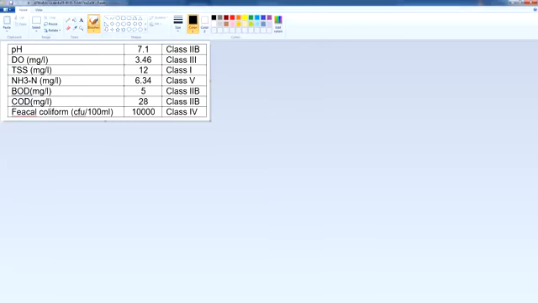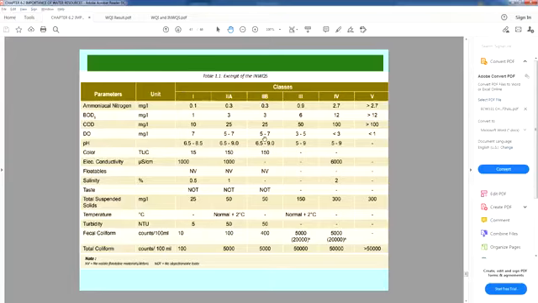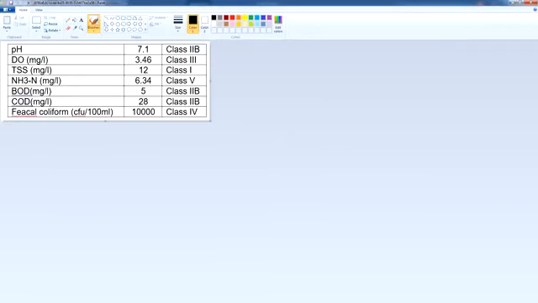So this is the data from the water sample for point 1. The first one we have is pH 7.1. You can see pH 7.1 falls in several classes, the range is from class 1 until class 4. So you can choose any class, but normally for pH we skip first. We will start with DO and the other parameters first.